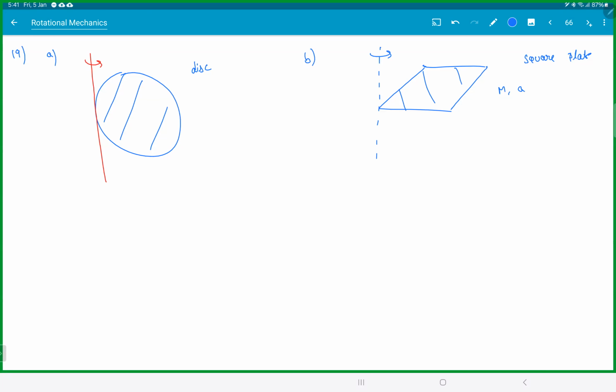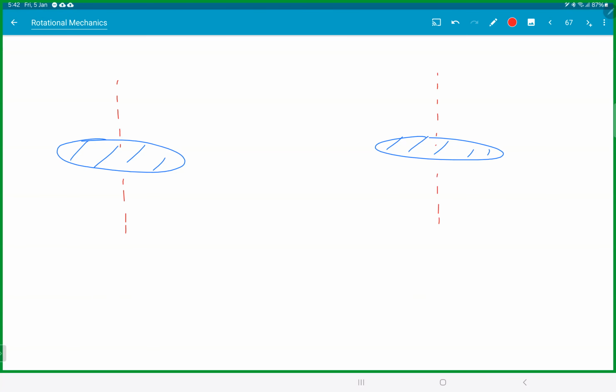I have an idea here. Tell me what is A. I'll show you two ways, okay? So tell me which one is the right thing. So I have a disk here. First thing you should know is, for this shape, what do I know? I know this one. Iz is mr square by 2.